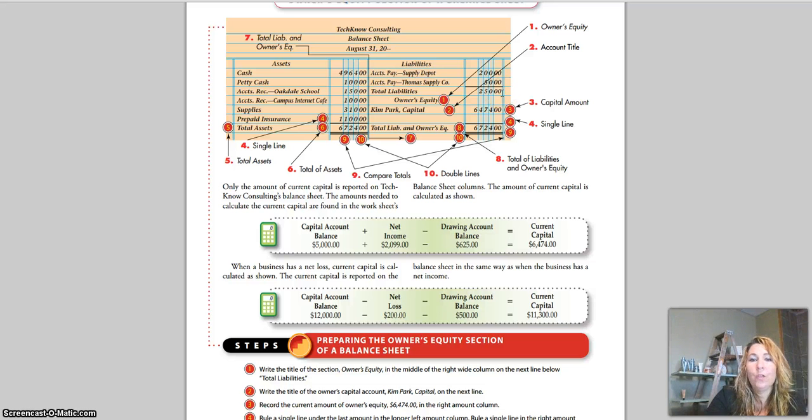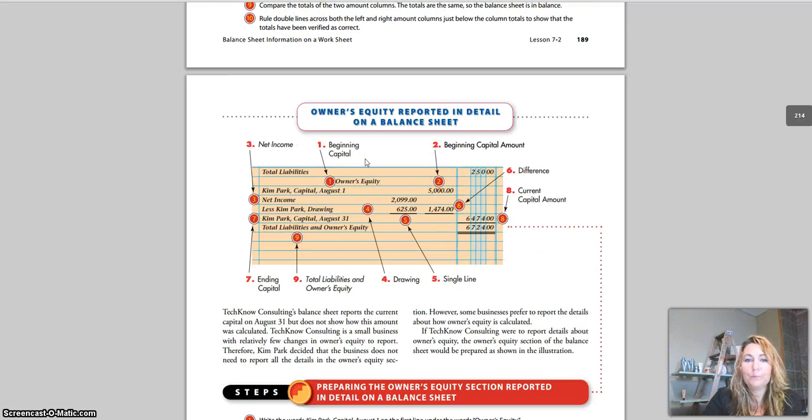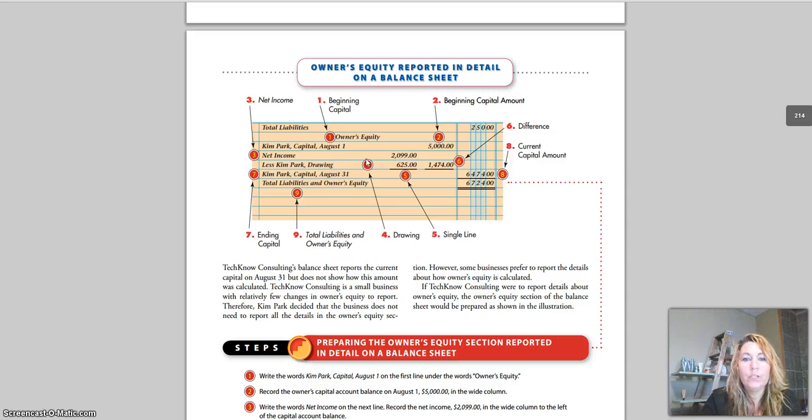I already added up my total liabilities here. So I'm going to take my total liabilities plus my capital, and that's going to give me my total liabilities plus owner's equity. Now, we learned back in chapter 1 and 2 that our liabilities and owner's equity is the same thing as our assets, equal to our assets. So does our assets equal our total liabilities and owner's equity? Yes, they do. So we're going to put the double rule to show that these are correct, and we're ready to go on.